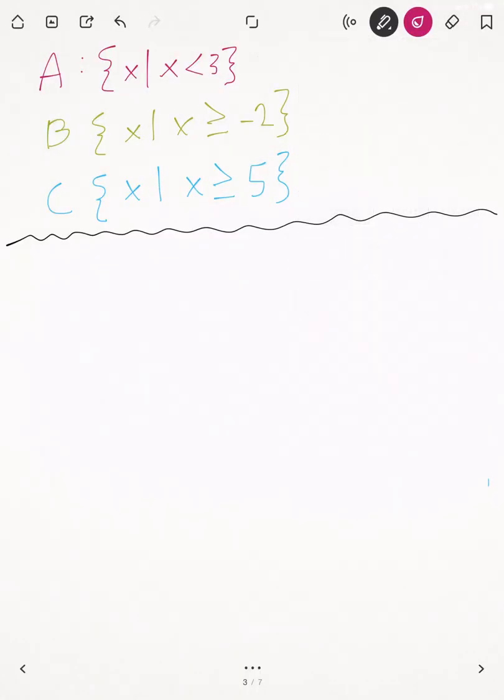Welcome back. Let's move on to page 627. The three sets that I have written across the screen, set A, B, and C, might look unfamiliar to you at first, but look carefully. That's set notation. That's just another way to say the things that we've been working on.